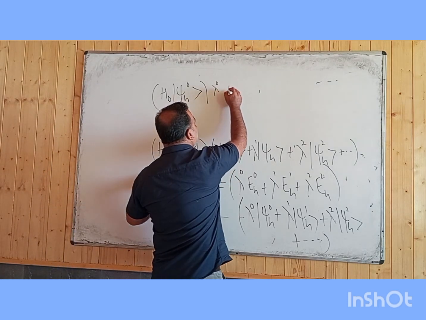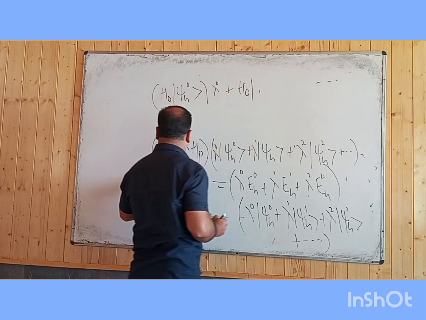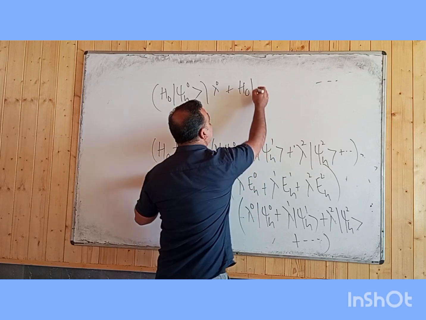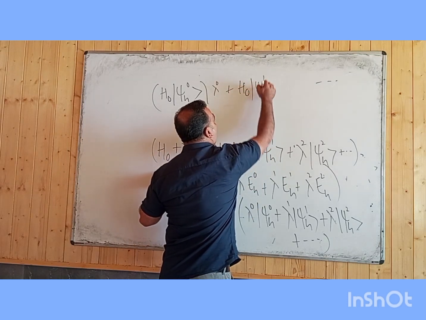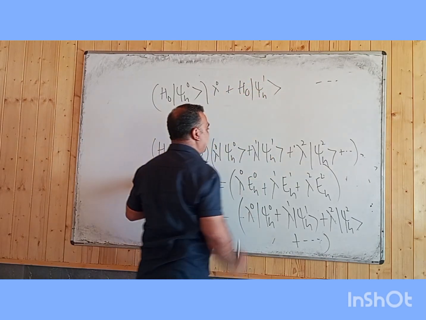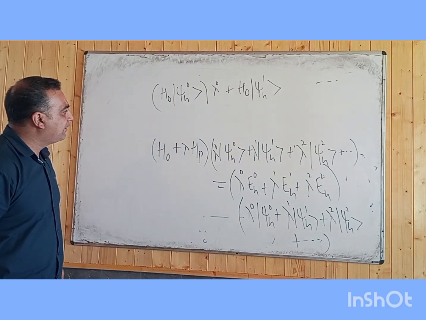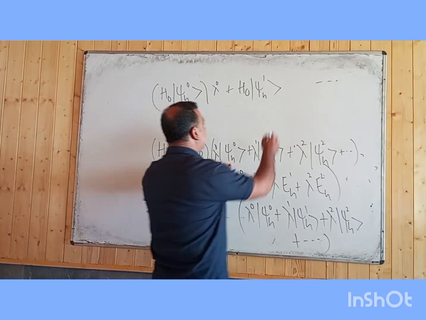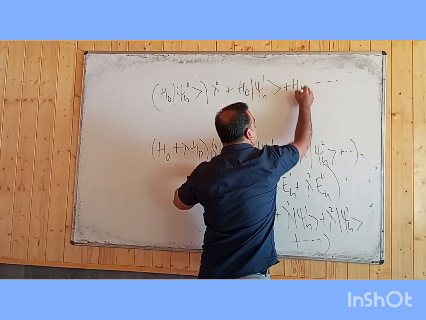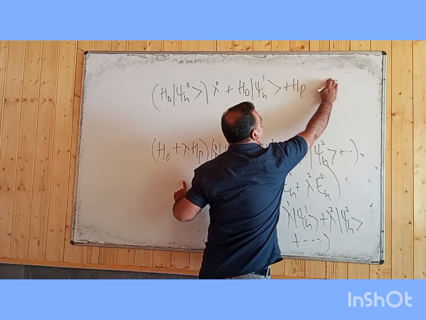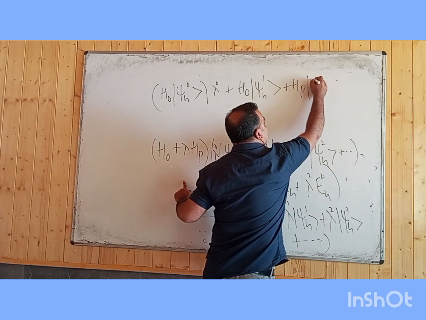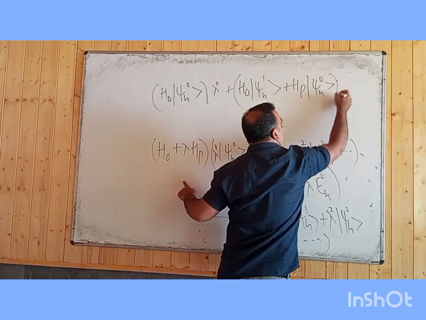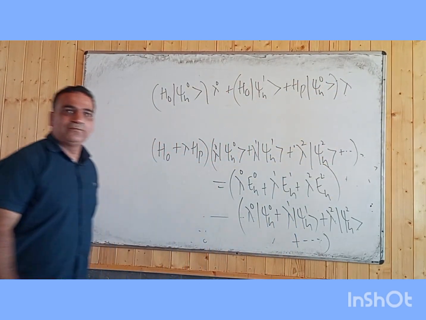So plus H naught psi n 1. See, this is psi n 1, like this. Okay, another term with lambda: lambda 1 and psi n 0. Yes, sir. Right? So this is plus H p psi n 0. So I will bracket it. What's outside? Lambda. Right? Yes.